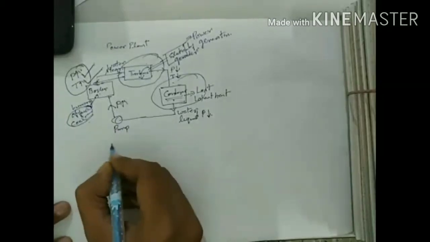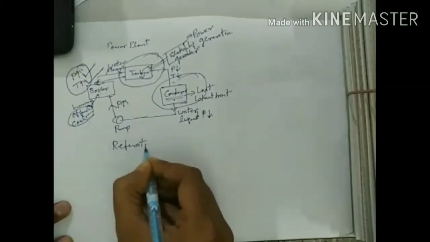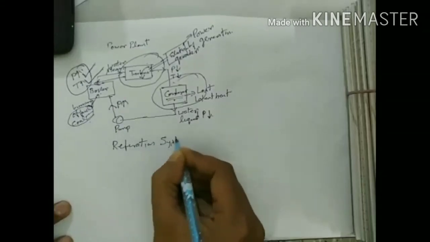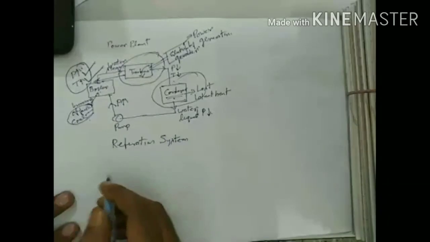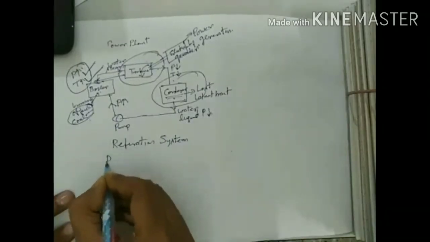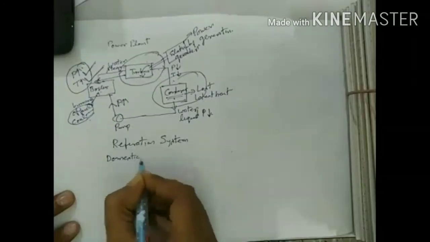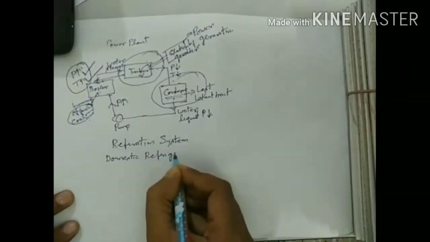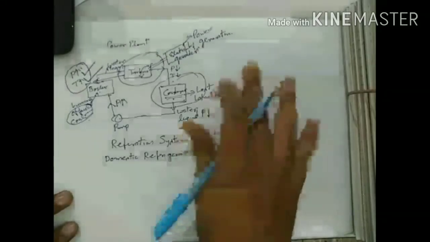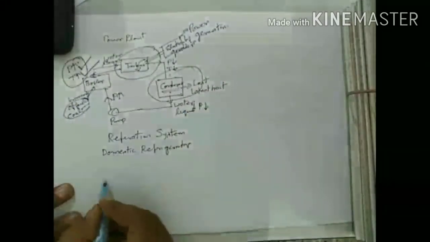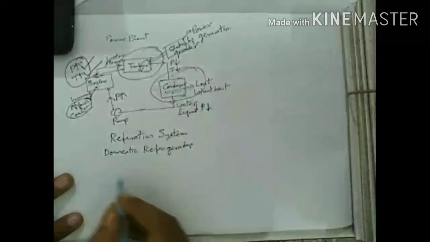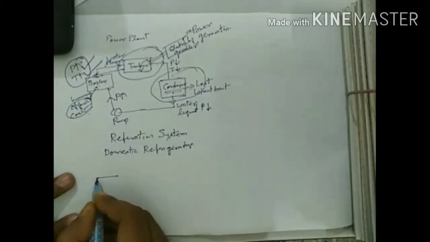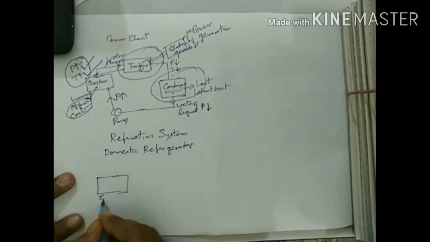Another example is from the refrigeration field. We take the example of a domestic refrigerator. Here again, there are four basic components in the cycle of a domestic refrigerator. First one, there is an evaporator.